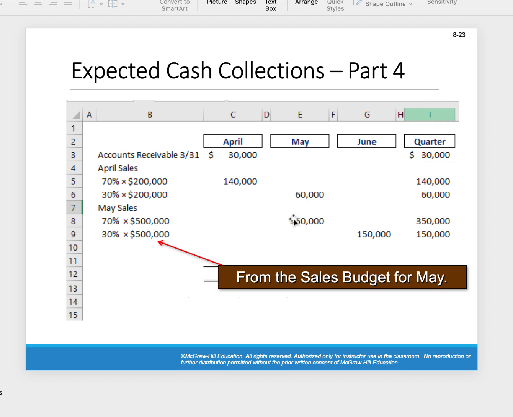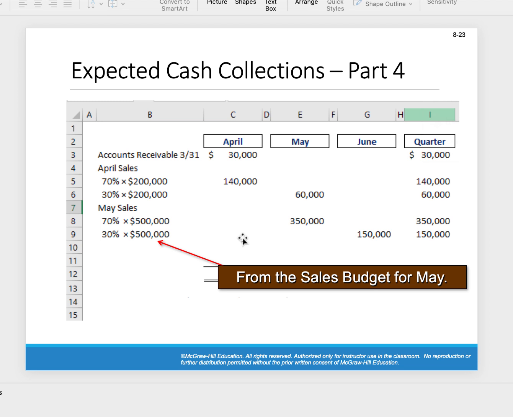And then we do the same thing. Let's look at May sales. Okay. May, I sell $500,000. Well, I know in the month of May, I'm going to collect 70% of May's sales. 70% times 500,000 gives me $350,000 that's collected in the month of May.